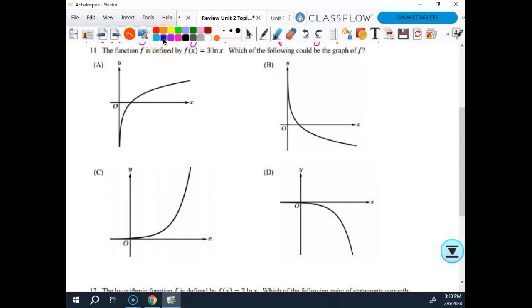So this is my function here. This is natural log. That 3, when I do my little sketch, doesn't really affect my sketch, and I don't have to have exact points here. There's no reflections, there's no translation, so it just looks like that. And the only one that looks like that is A.